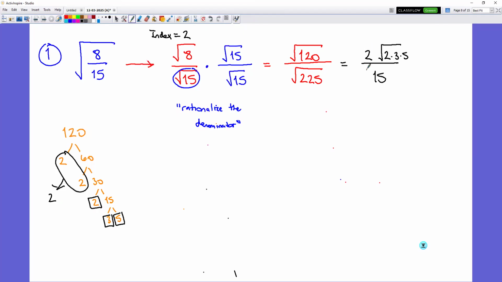And then the last thing we'll do is simplify this. So we know that we have 2 on the outside of the square root, and then on the inside, it's 2 times 3 times 5. So 2 times 3 is 6, 6 times 5 is 30. So put that right here.